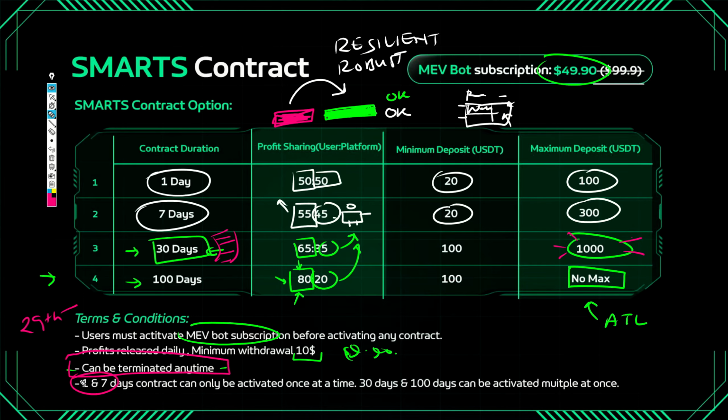So 1 to 7 days cannot be implemented simultaneously. You do 1 day first, it works well, you're happy, then you can activate the 7 days. But for 30 days and 100 days, you can activate so many of these at the same time. So that's how it works here.